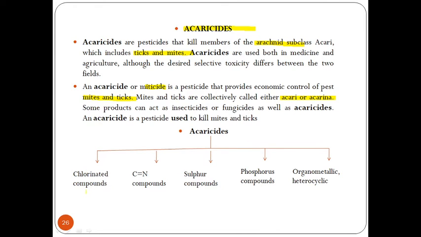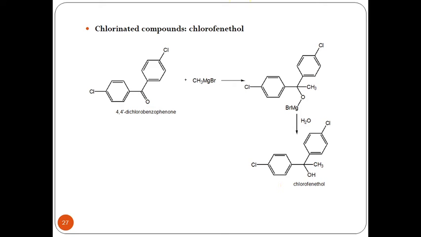Acaricides are classified into five different components. One is chlorinated compounds, then CN compounds, that is, compounds containing a C double bond N, sulfur compounds, phosphorus compounds, and organometallic compounds. So these are the five categories under which we will be learning acaricides. Coming to the first component, chlorinated compounds.